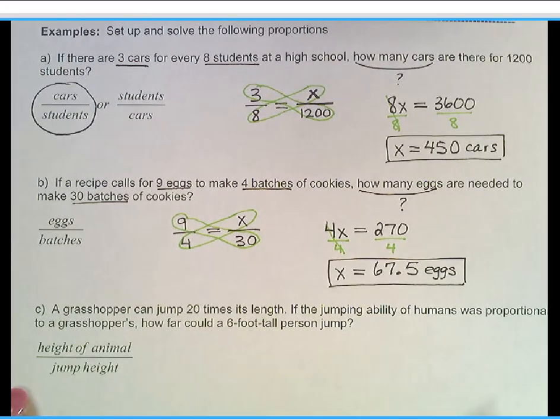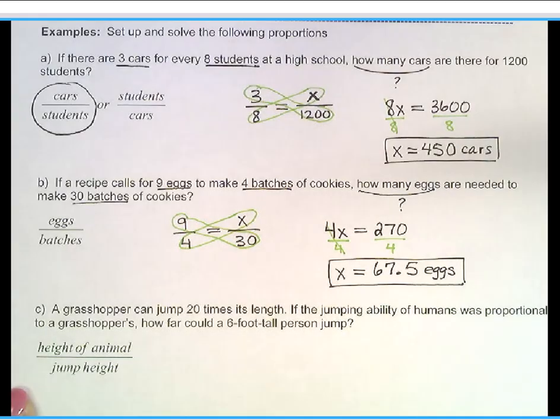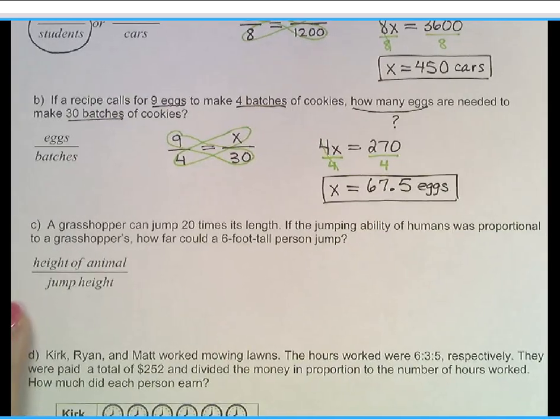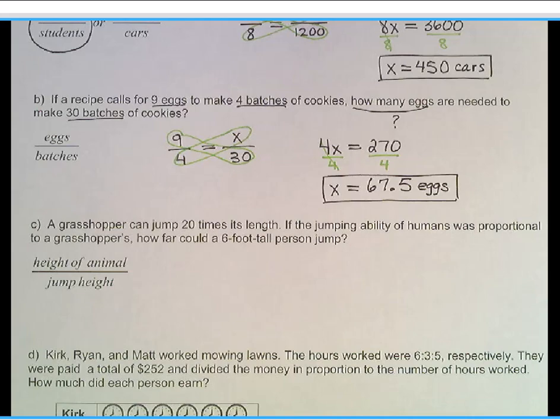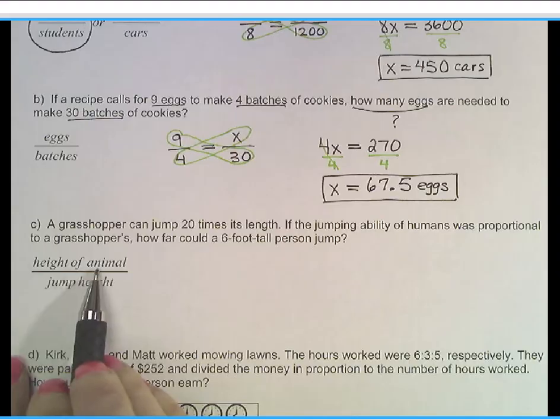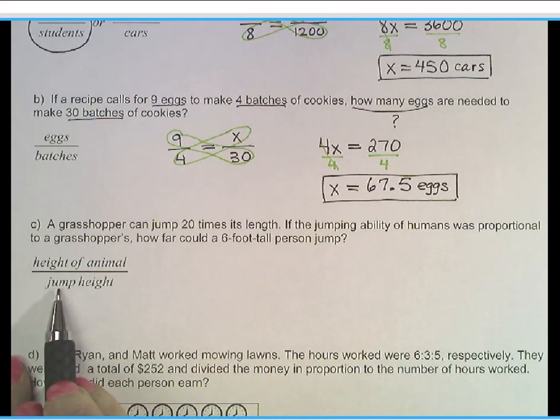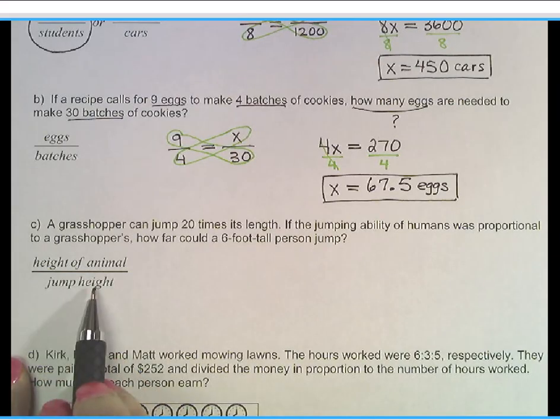A grasshopper can jump 20 times its length. If the jumping ability of humans was proportional to grasshoppers, how far could a 6-foot-tall person jump? So we're comparing how big the animal is compared to how far it can jump. So it's the height of the animal versus how far they can jump.